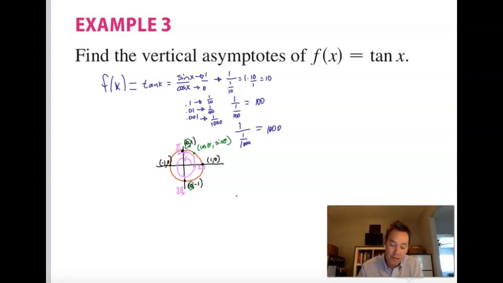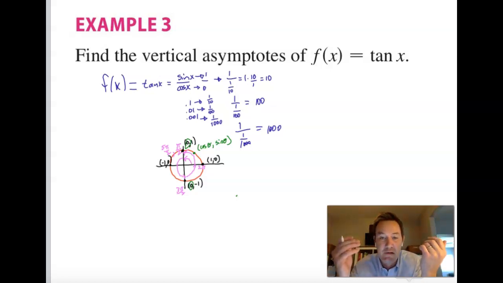That's what, 2 pi plus pi over 2. So that's then 5 pi over 2, and so on. But every time we get to one of those two quadrants, cosine is going to be 0. So tangent is going to have a vertical asymptote at that point. And so if there are infinitely many of them, we just want to establish a pattern.